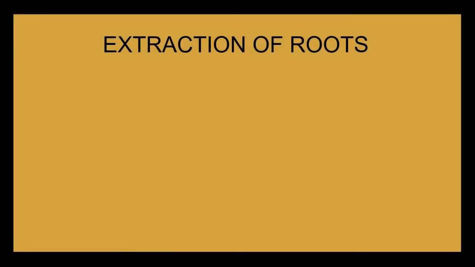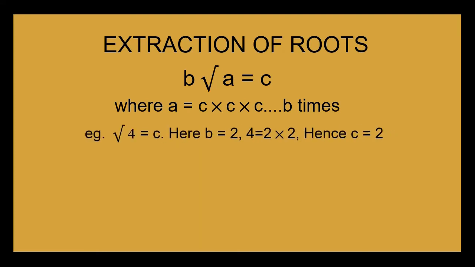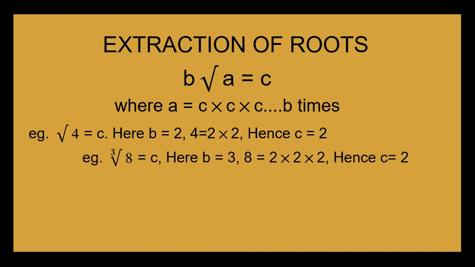Extraction of roots. Bth root of A is equal to C, where A equal to C into C into C, B times. Example 1. Square root of 4. Here B is constrained to 2. Hence C multiplied twice should give 4. Now we know that 4 is equal to 2 into 2. B is equal to 2 and hence C equal to 2.